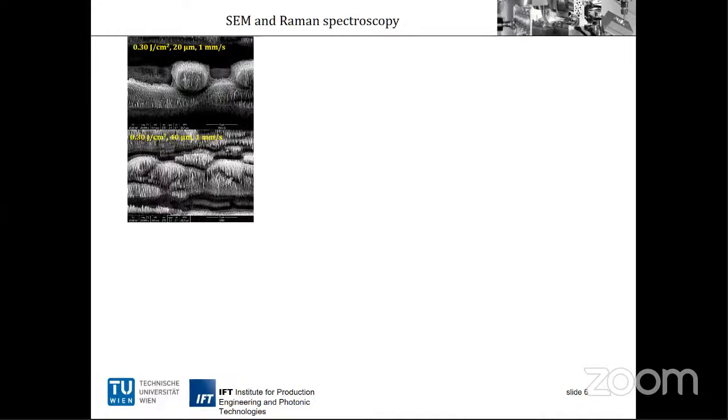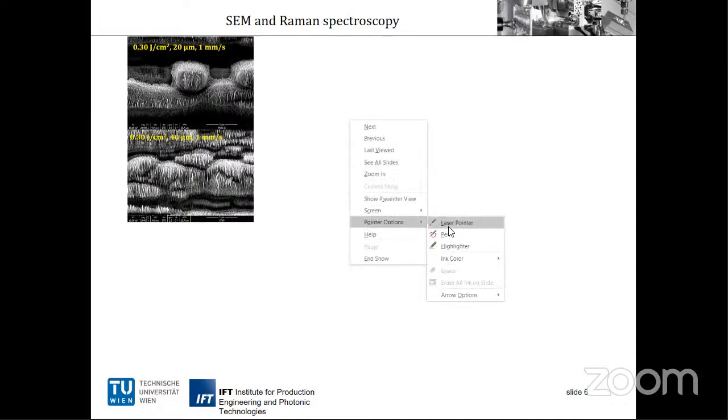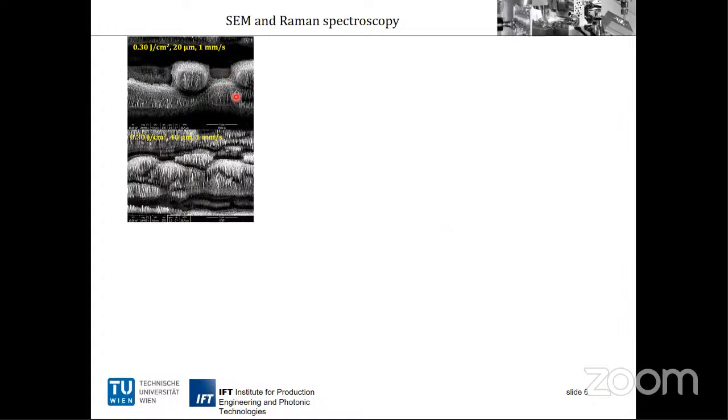These are the SEM analysis. We can see that at the lower fluence and lower scan speed, the accumulated fluence is more, so we can see a little bit of erosion of the fiber, and then you can see finally a structured fiber all around.